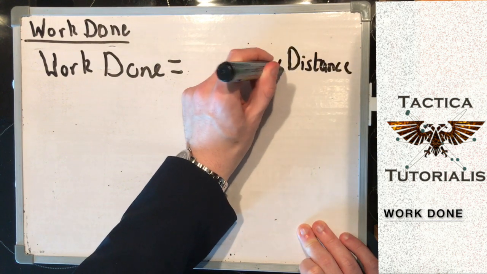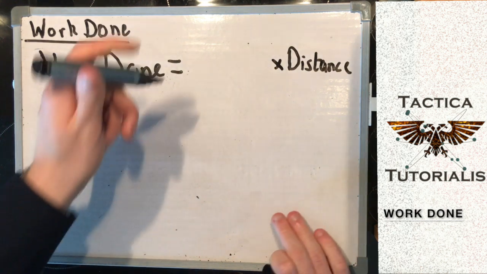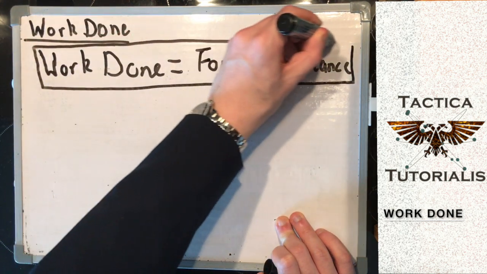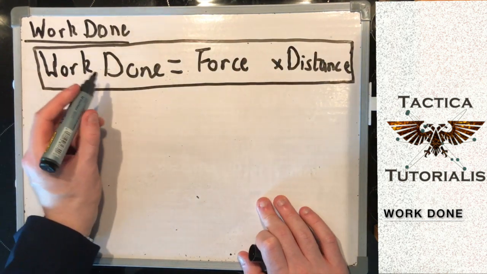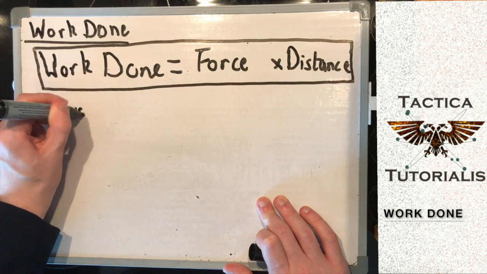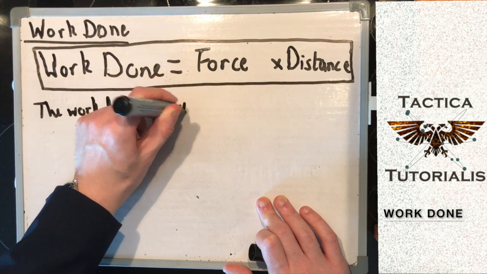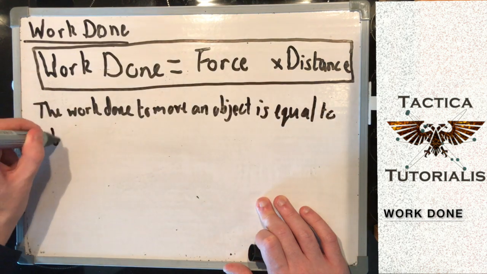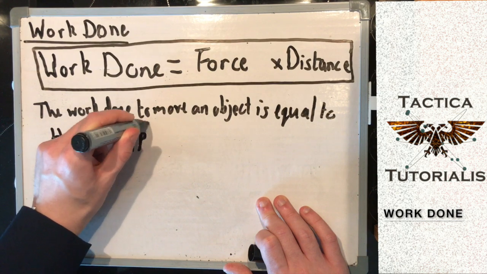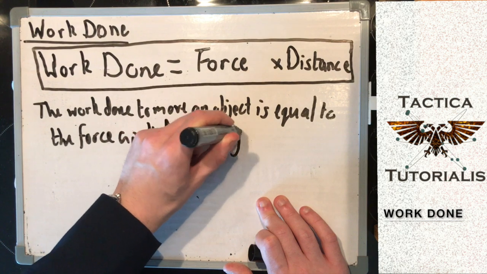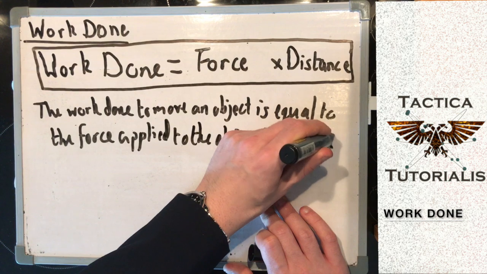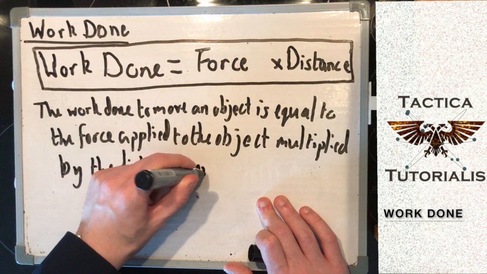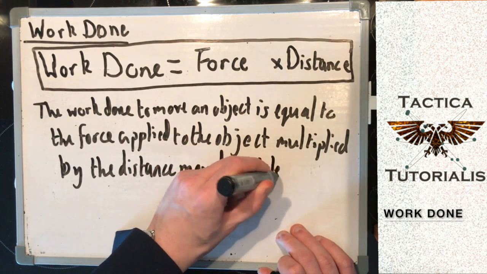I'm going to write that over there. And we multiply that by how much force it took to move the object in the first place. So that's the shorthand version. So the work done, so if we want this in a sentence form, the work done to move an object is equal to the force applied to the object multiplied by the distance moved. And I'm going to put in brackets here while the force is being applied.